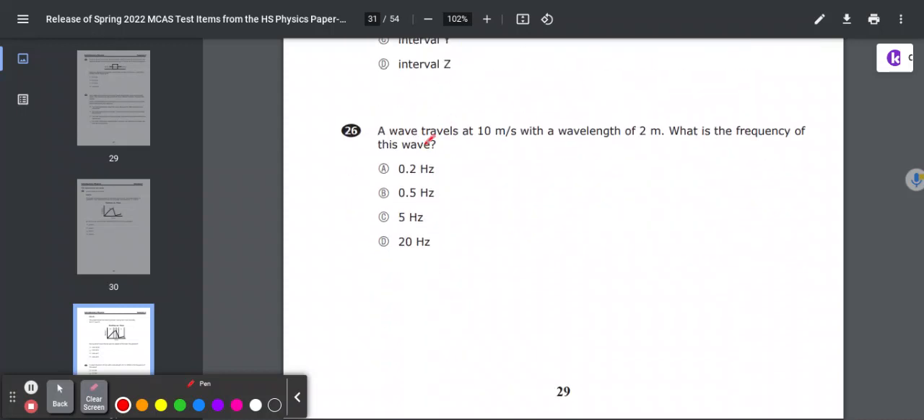26. A wave travels at 10 meters per second with a wavelength of 2 meters. What is the frequency? The velocity of a wave is equal to the wavelength, which is 2 meters, times the frequency. So 10 divided by 2 is 5 hertz. Answer choice C.